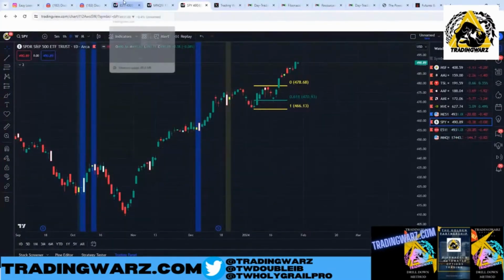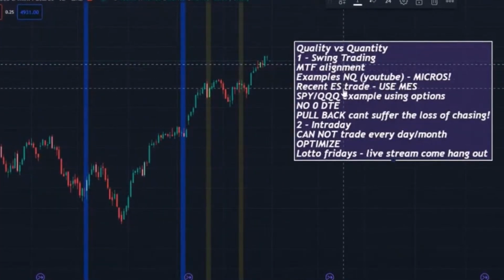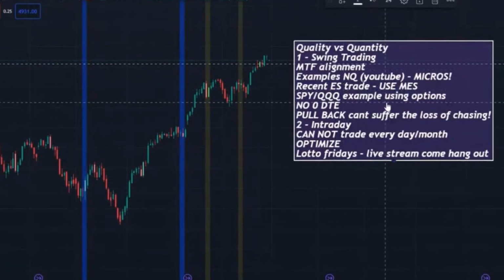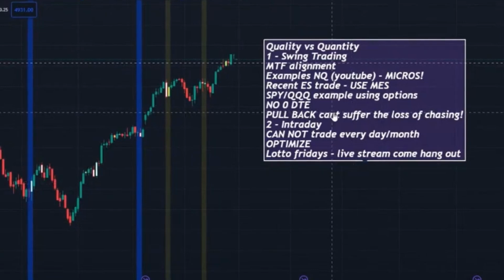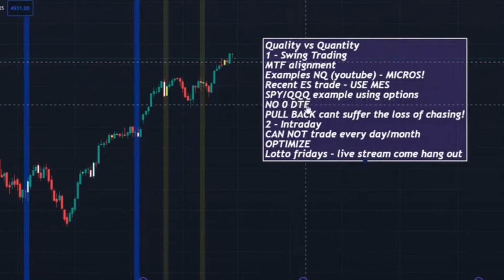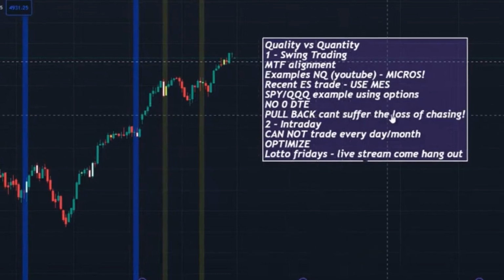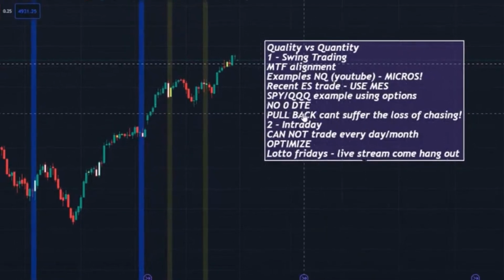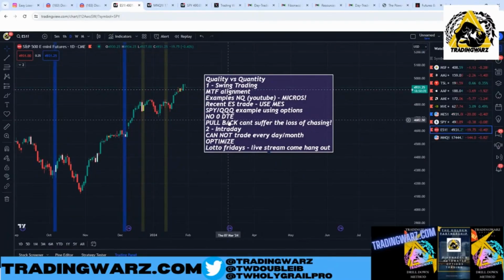All right. Okay. So, multiple time frame alignment. I showed you the example with NQ. Like I said, guys, use micro contracts because you're not going to have enough size to hold the full contract. So you want to use MNQ and MES. With the options, I want to do 2 weeks out, more if possible, but no 0 DTE. If you're growing a small account, a lot of the time you can't suffer the loss of chasing. When you do 0 DTE, it's very unforgiving. You can't play 0 DTE with a small account. Get cut too many times, you're dead. You're dead in the water.